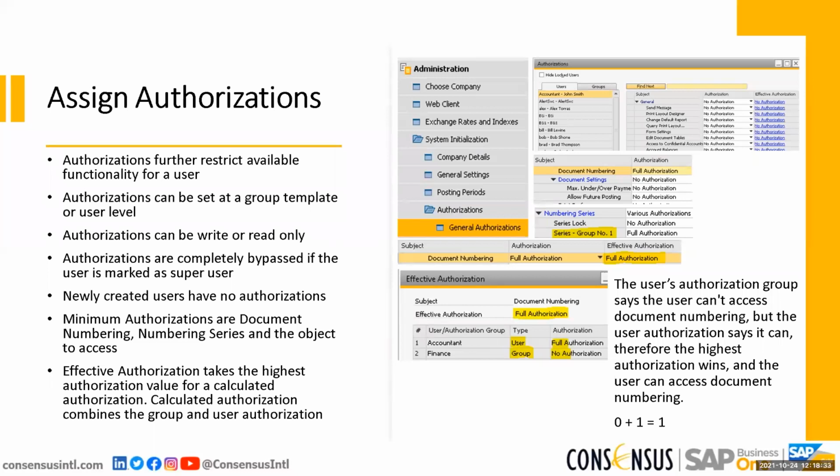Effective authorizations will take the highest authorization value for a calculated authorization. This means that if a user has a group authorization, which says that they cannot access a particular module, but they have a specific authorization on their user account that says that they can, then the effective authorization is that they can. This also works the other way around. If the user has no authorization, but the group that they're assigned to does, then they still can access it.